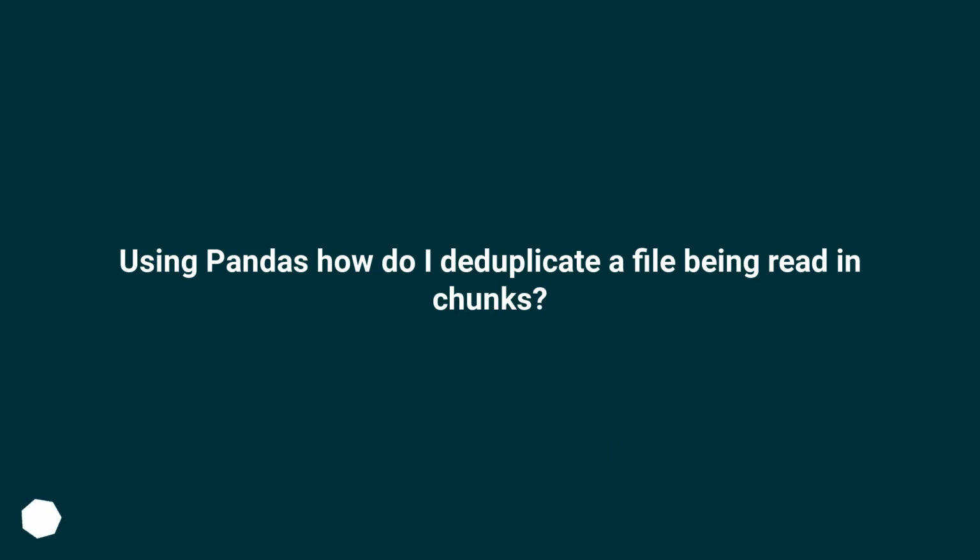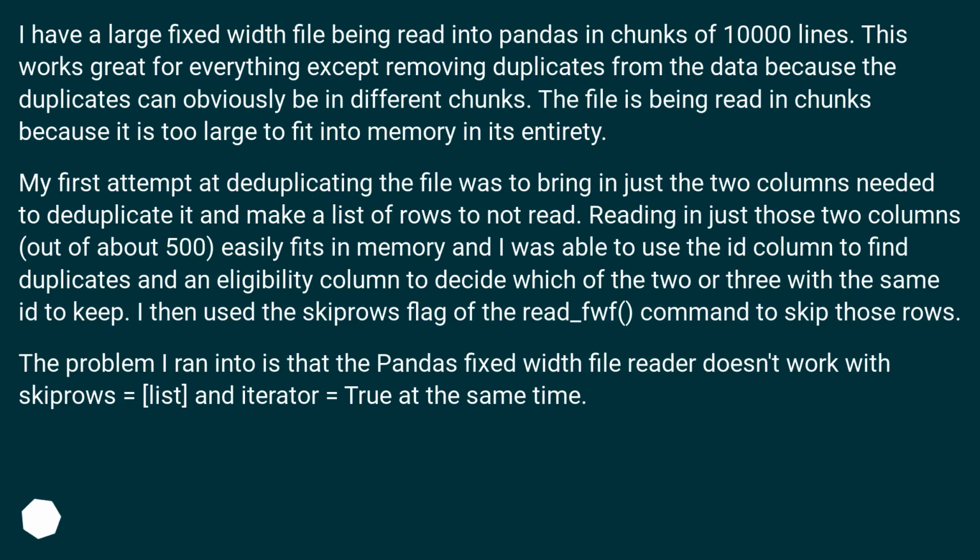Using Pandas, how do I deduplicate a file being read in chunks? I have a large fixed width file being read into Pandas in chunks of 10,000 lines. This works great for everything except removing duplicates from the data, because the duplicates can obviously be in different chunks. The file is being read in chunks because it is too large to fit into memory in its entirety.